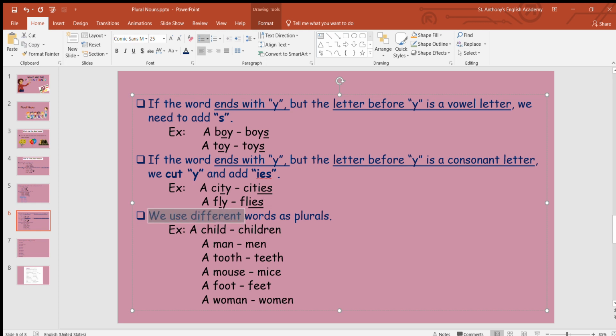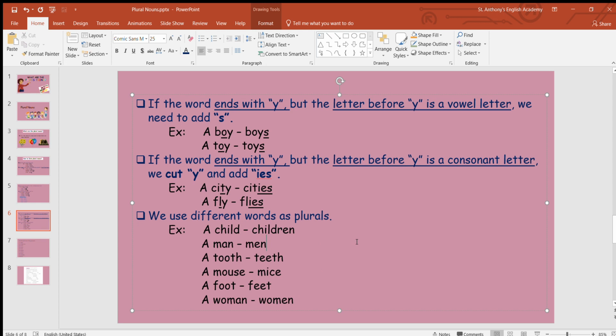And the last method is, we use different words as plurals. If it is a child, we don't say childs, no, we don't say like that. We call it children, right? Children, a child, children. A man, it becomes men. A tooth, teeth. A mouse, mice. A foot, feet. A woman, women, right? A person, people. We use such different words.